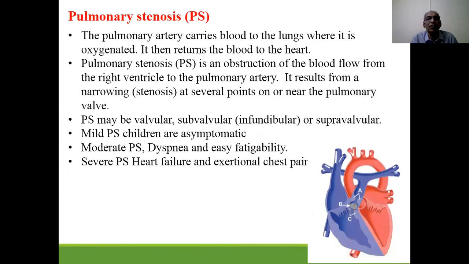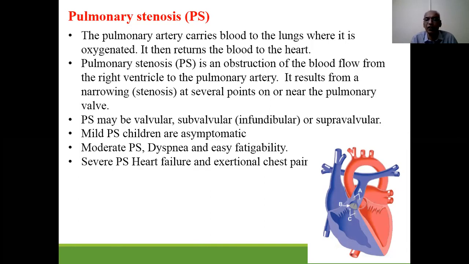Now, pulmonary stenosis is an obstructive lesion. Congenital pulmonary stenosis is the obstructive lesion. The pulmonary artery carries the blood to the lungs where it is oxygenated and which in return goes again to the left atrium. Pulmonary stenosis is an obstruction of blood flow from the right ventricle to the pulmonary artery. It results from a narrowing or stenosis at several points at or near the pulmonary valve. It may be valvular, subvalvular, that is infundibular, or supravalvular.